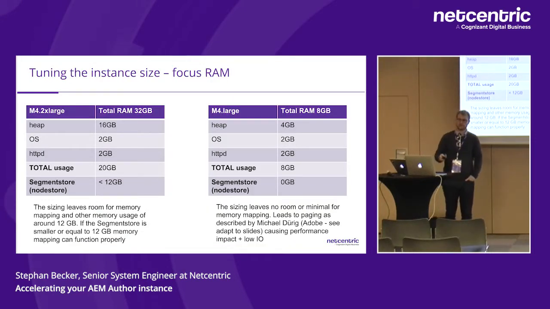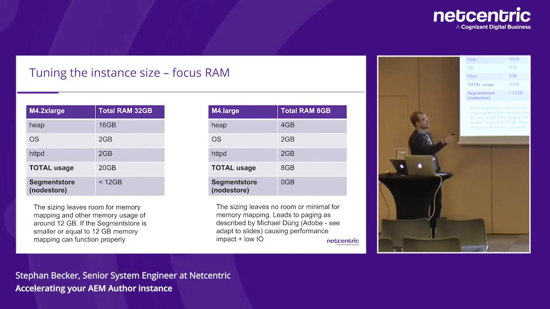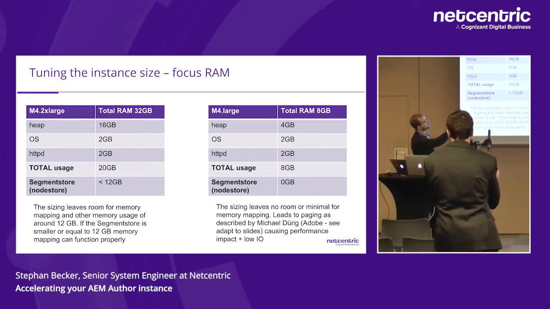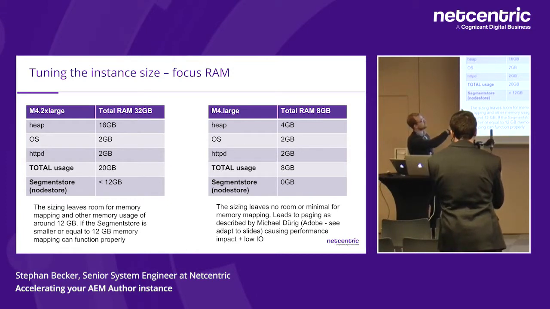So this is an example on how to tune the instance size properly, focusing on the RAM bit mostly, focusing on resolving the memory thrashing. You can do a simple calculation. As I explained before, we run Apache on the same server. So here you can actually see we have an M4 large instance on the right with 8 gigs of RAM, a heap configured to 4 gigs. The OS might be consuming 2 gigs, Apache around 2 gigs or more, depending on how many processes launched. So we end up at a total usage of around 8 gigs.